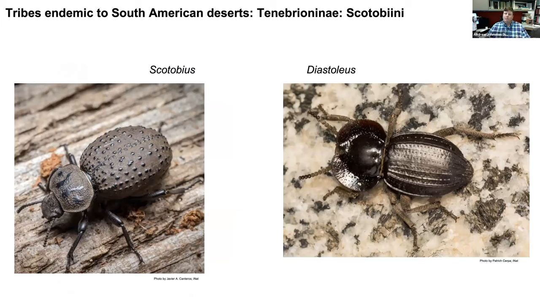Okay, so then if we look a little bit further south, within the South American deserts, there are a number of tribes that are only found there. So the first within Tenebrionidae, we have the Scotobiines. I think there are six or eight genera in the tribe. And again, things that are really cool, they have placoid sensilla on their antennae. These Diastoleus are just really cool with that pronotum that wraps around to completely cover the head, which we see convergently in a number of other Tenebrionid groups, especially in things that are well adapted to desert settings. So a cool group of chemically defended Tenebrionine beetles.